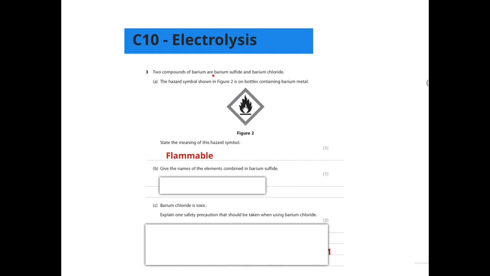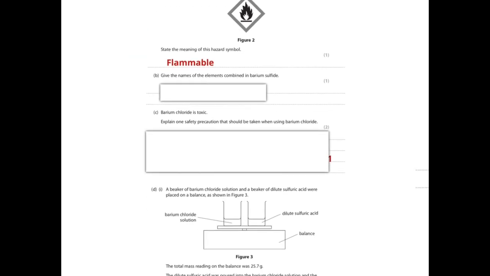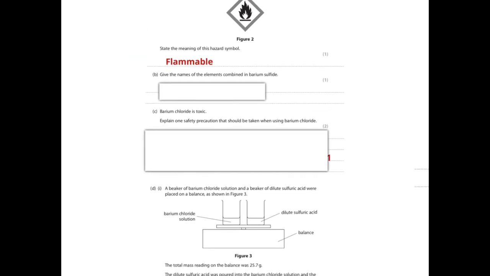Two compounds of barium are barium sulfide and barium chloride. The hazard symbol shown in figure 2 is on bottles containing barium metal. State the meaning of this. Obviously it's flammable, no point going into much detail there. Give the names of the elements combined in barium sulfide.